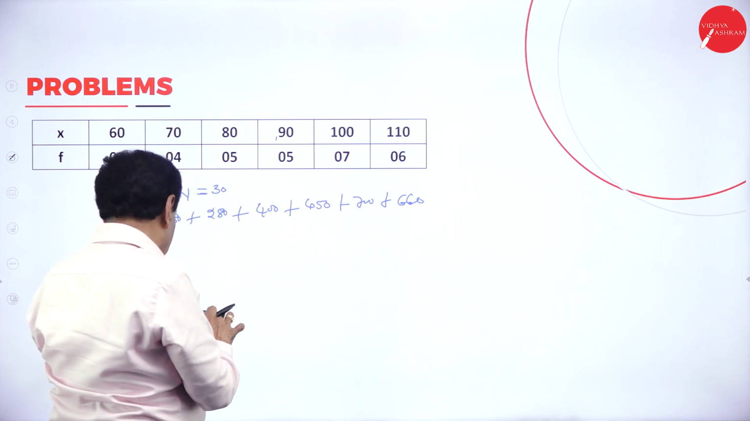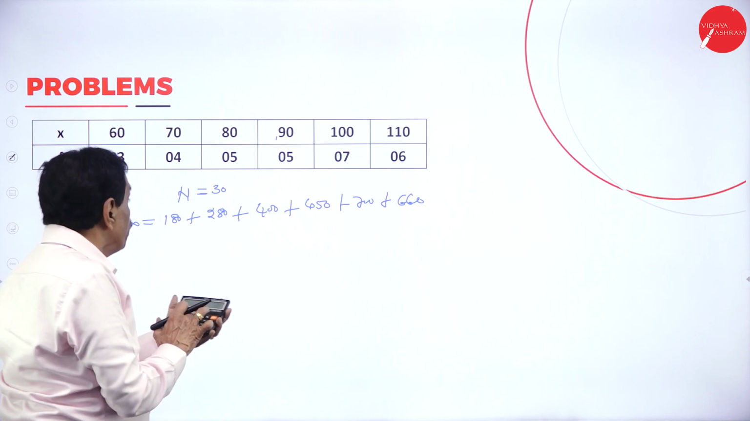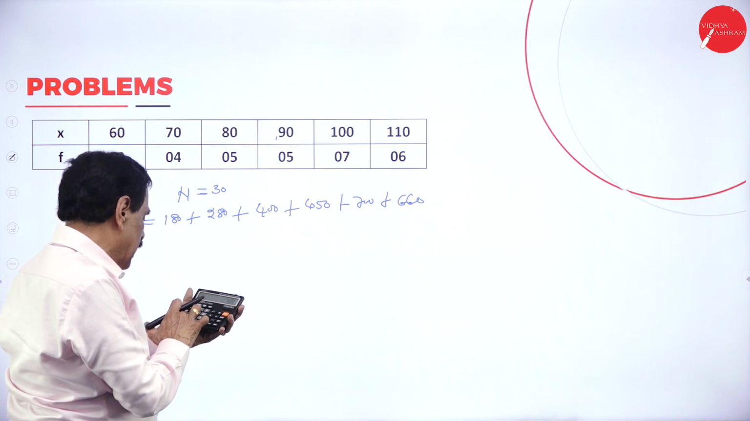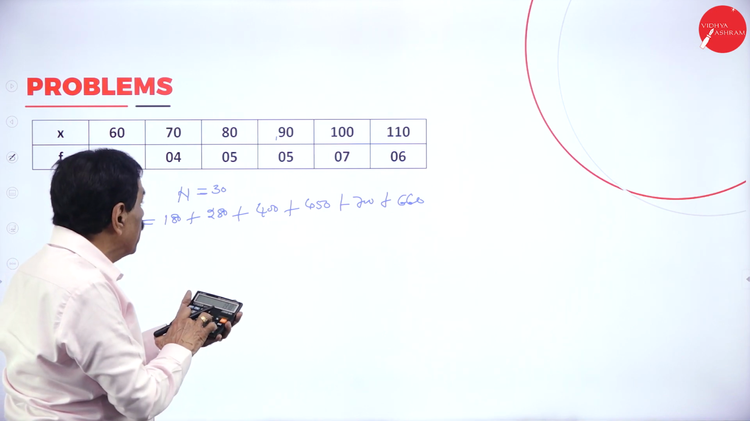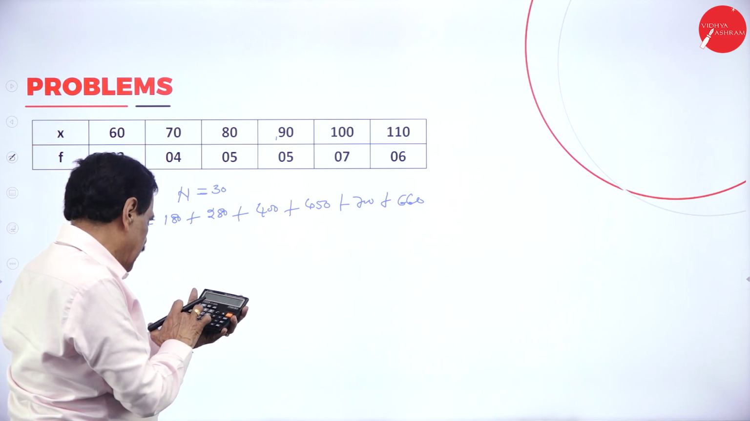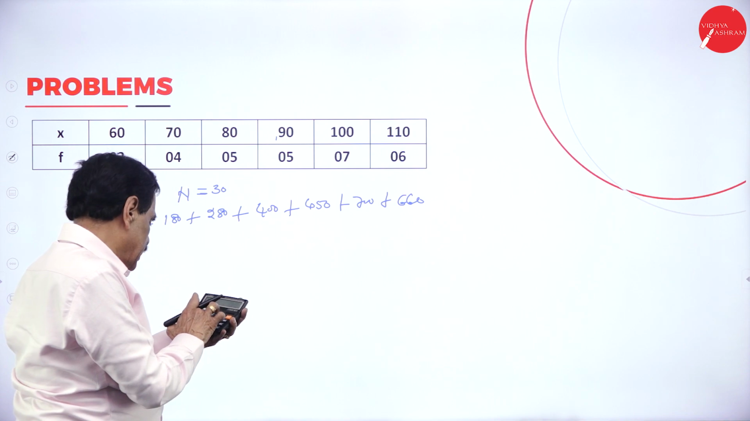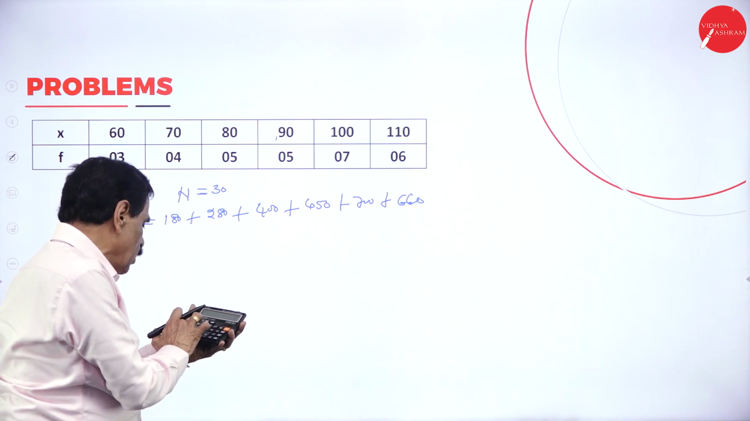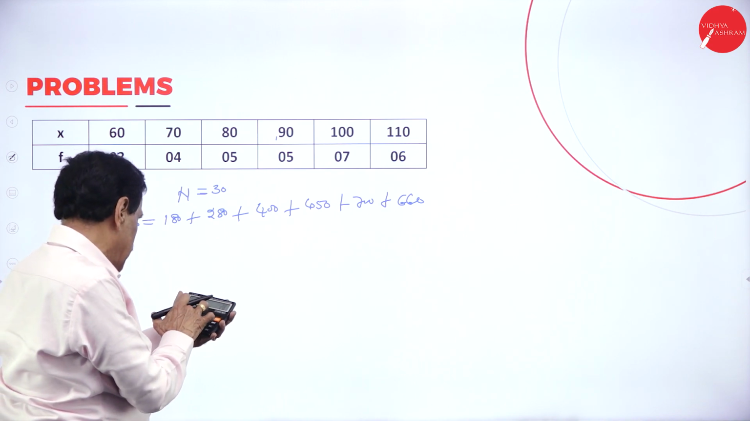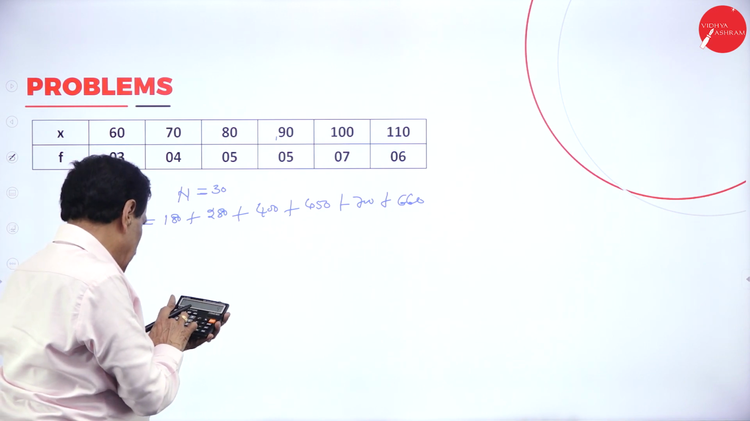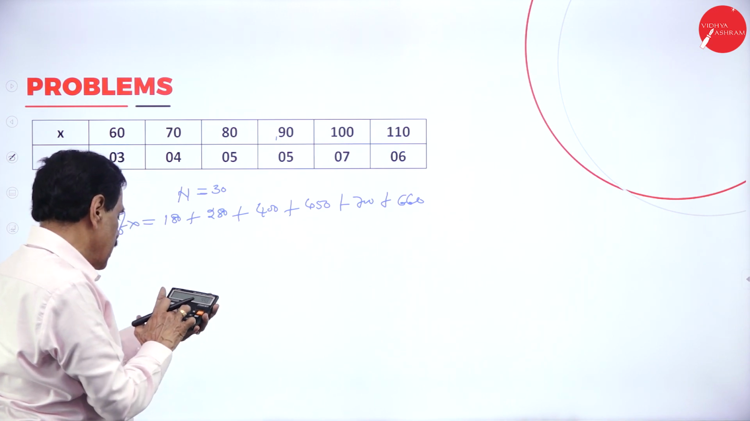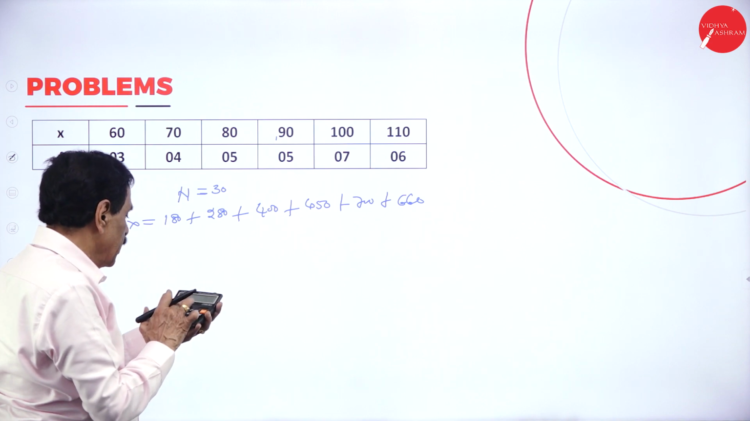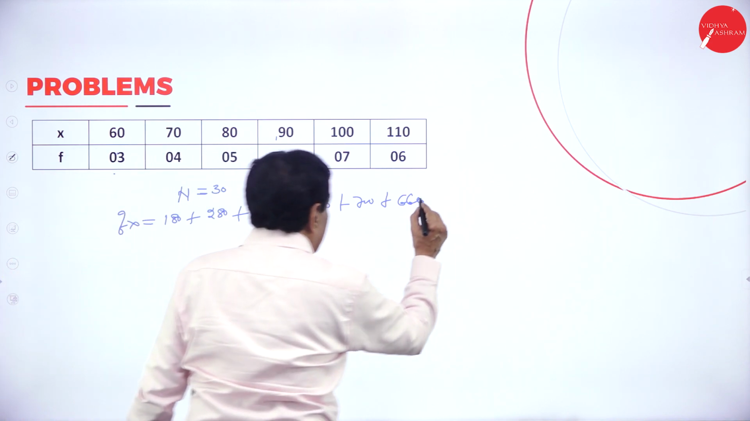Now add the figures one by one. What is the first number? 180. Plus, what is second number? 280. What is third number? 400. Next number? 450. Next number? 700. Next number? 660. So it comes to 2670. Once again, 180 plus 280 plus 400 plus 450 plus 700 plus 660 is equal to 2670.